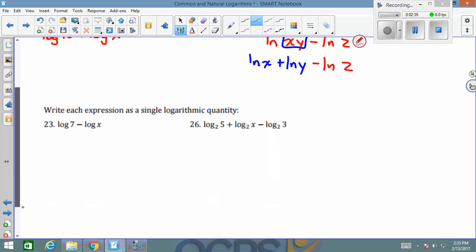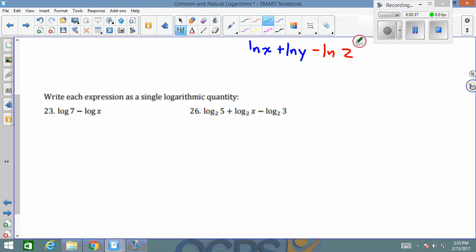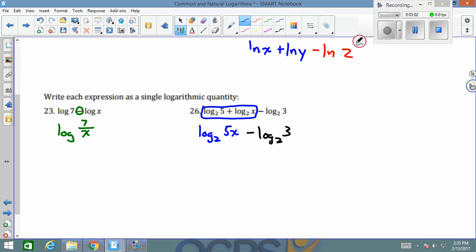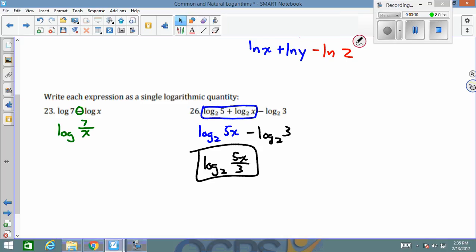Okay. On the flip side, we're going to condense them on these ones. Okay, that's subtraction, that means division, so it's the log of the first divided by the second, so it's the log of 7 over x. This one we're going to go left to right, so we're going to do these two first. You have plus, that means you're going to multiply them, so it's log base 2 of 5x, minus the log base 2 of 3. Okay, now we have subtraction, so we're going to get log base 2 of 5x over 3. And now it's 1 logarithm, we're good to go. Okay.